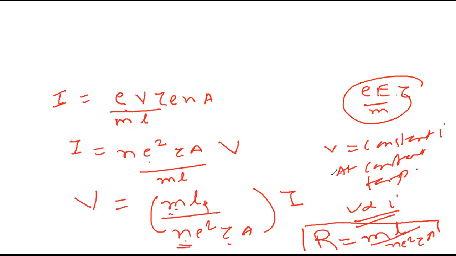So from this you got idea that V and I are independent of resistance. Ratio wise, it will be always constant. m L upon n e square tau. You remember only I formula, as V na. फिर ये इसको कन्वर्ट कर देना in terms of eE upon m into tau. तो फिर ये सब आ जाएगा.